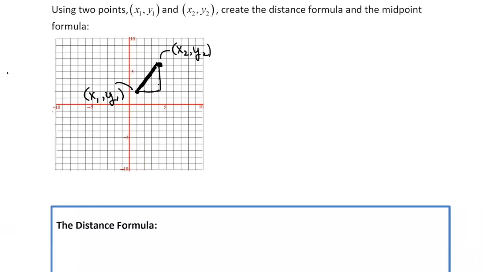Okay, so we've created our right angle triangle because we know that Pythagoras can help us find out the length between them. But I want you to think about how you could find this a little bit more theoretically. So think about the height. If you have this height here, and we have a point up here, a y value of y2, and this point down here is a height of y1, then your vertical distance would be y2 subtract y1.